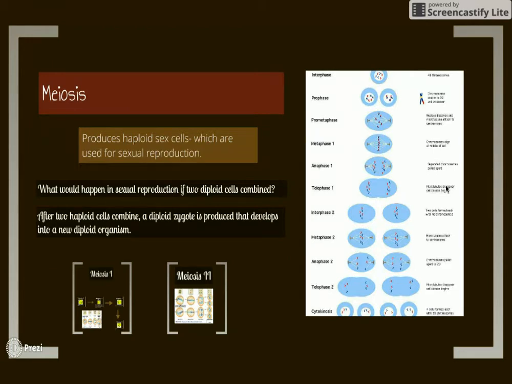What would happen in sexual reproduction if two diploid cells combined instead of two haploid cells? Pause this video and think about your answer for a minute or two.